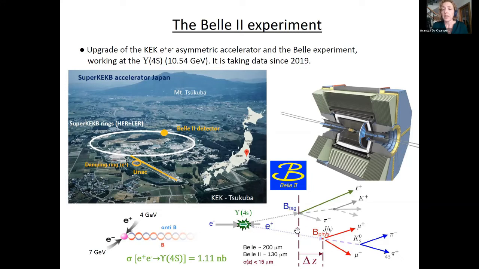Because you are very interested in CP violation and mixing in these flavor factories, you can see the oscillation between particle and antiparticle, because you know exactly when it is produced. So this distance is very important to be able to separate it. Okay, I don't know if I have been clear enough or not.